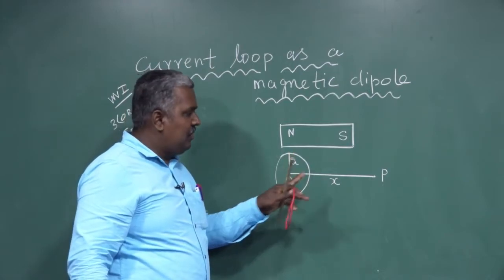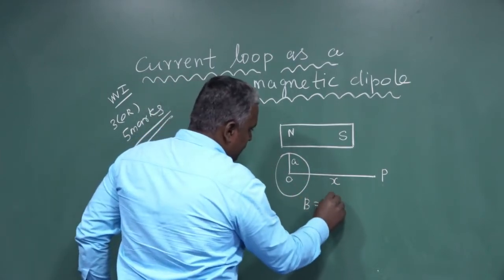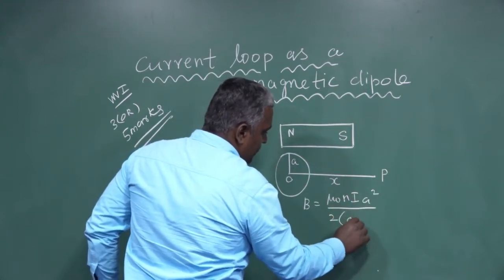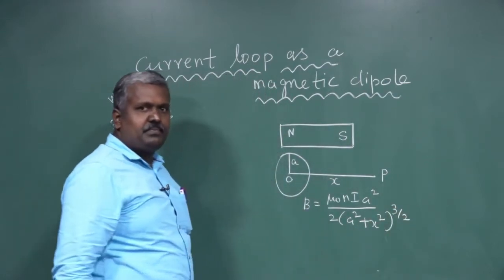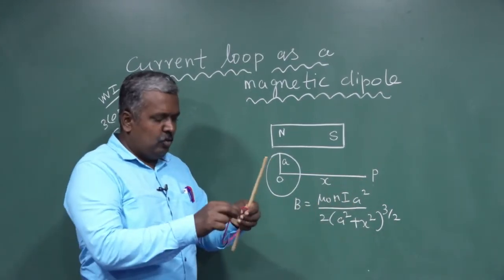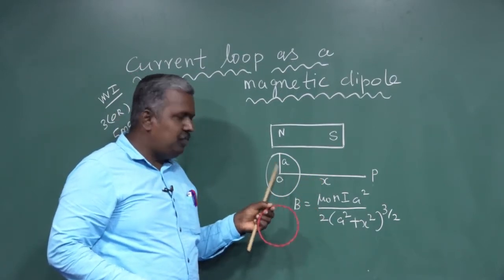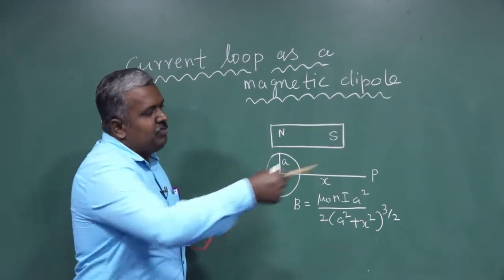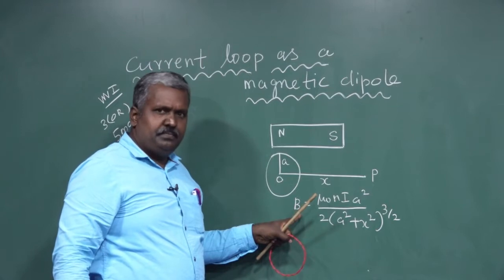Okay. So field at this point B is equal to mu naught N I A square by 2 of A square plus X square whole power 3 by 2. Okay. A is the radius of the circular loop, X is the distance from the center of the loop. Field will be along the axis of the circular loop. Okay. So at this point, this is the value.